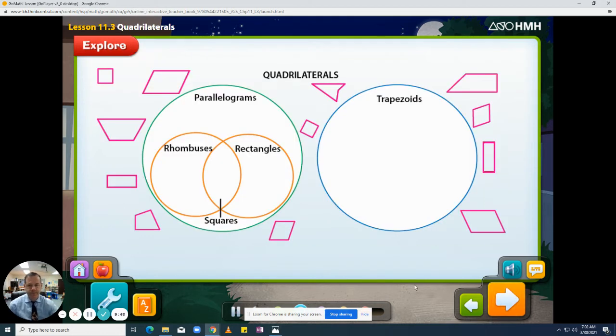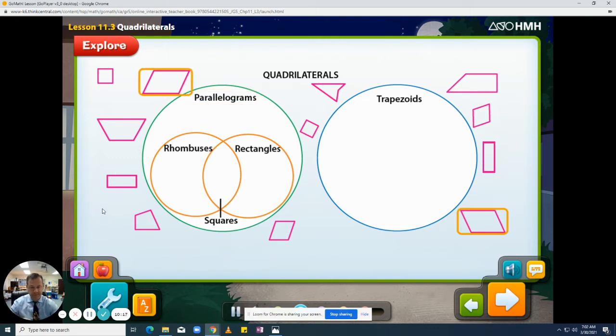You can use a Venn diagram to sort quadrilaterals and find out how they are related. Let's sort the quadrilaterals. First, let's separate the parallelograms and the trapezoids. Okay, so this is crazy. Look at all these different shapes, right? Which ones are parallelograms? Again, meaning having two sets of parallel lines. And which ones are trapezoids, meaning they don't? Let's see.